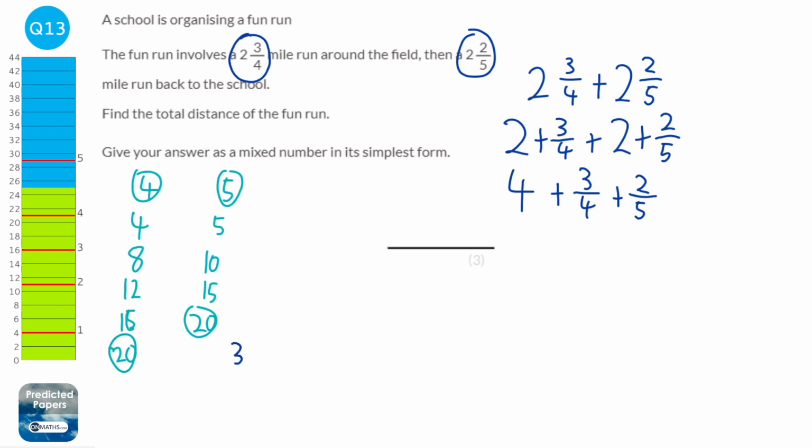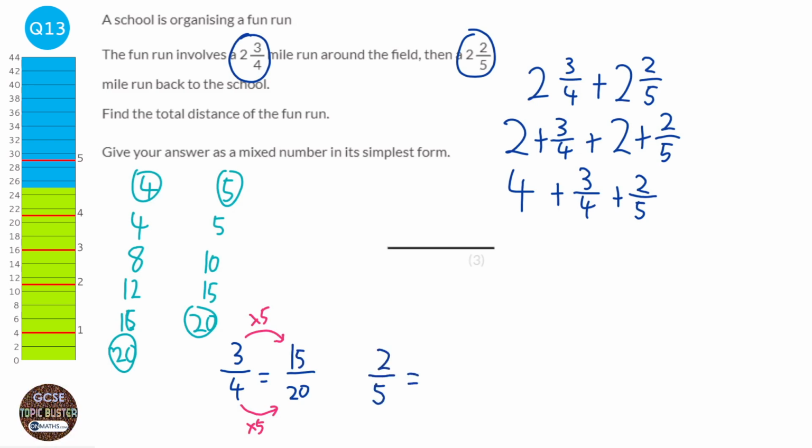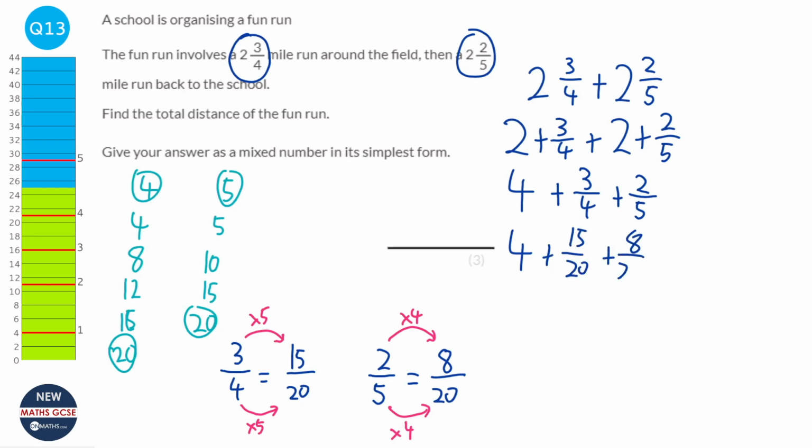Now for 3/4, to get the bottom to equal 20, we need to times the 4 by 5. And whatever you do to the bottom, you've got to do to the top, so times that by 5 as well, which will be 15. And for 2/5, we'll get that bottom to 20, so we times that by 4, and so we've got to times the top by 4 as well, to make it 8. So it's going to be 15 over 20 plus 8 over 20.